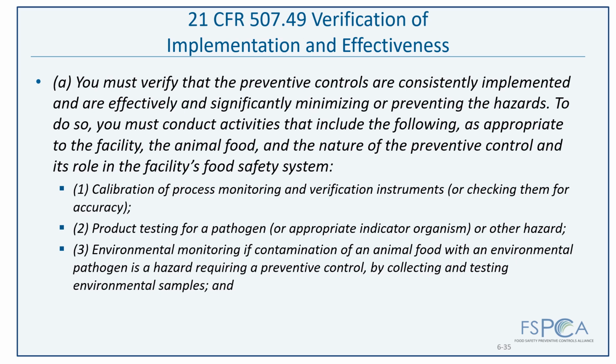You must verify that the preventive controls are consistently implemented and are effectively and significantly minimizing or preventing the hazards. To do so, you must conduct activities that include the following as appropriate to the facility, the animal food, and the nature of the preventive control and its role in the facility's food safety system. Number 1 is calibration of the monitoring or verification instruments. Number 2 is product testing for pathogens, for example. And number 3 would be environmental monitoring. Those are all examples of things that we're going to do to verify that our preventive control is being implemented and is still effective.